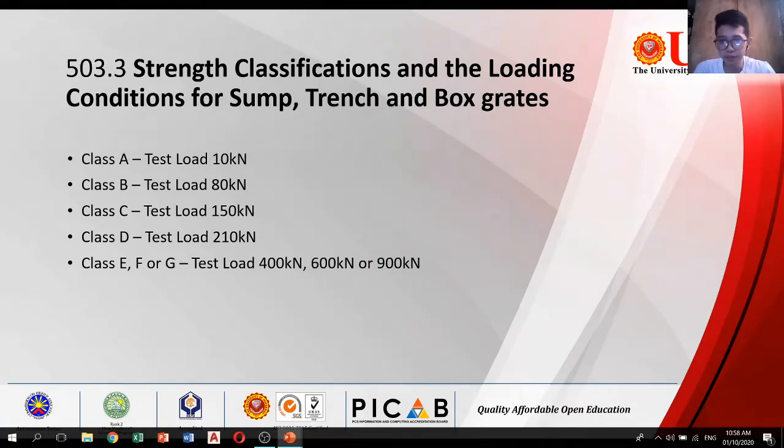So we have 5 classifications. Class A, the test load is 10 kilonewton. Class B, test load 80 kilonewton. Class C is test load 150 kilonewton. Class D, test load 210 kilonewton. And Class E, F, or G, 400 kN, 600 kN, or 900 kN.